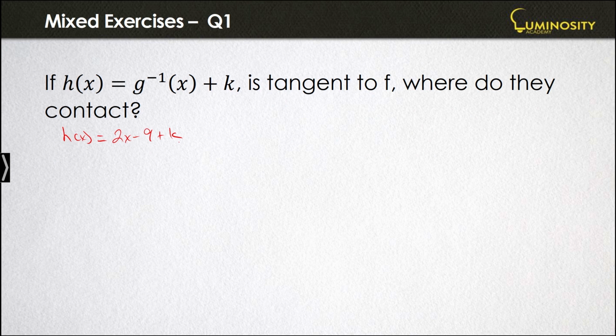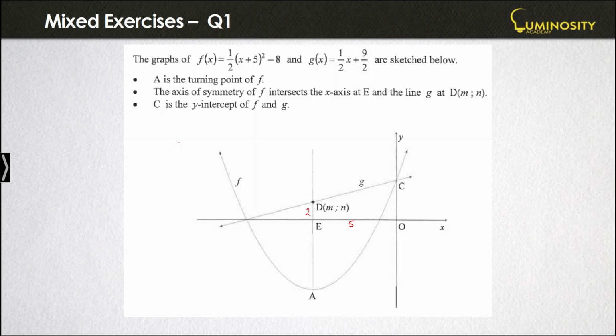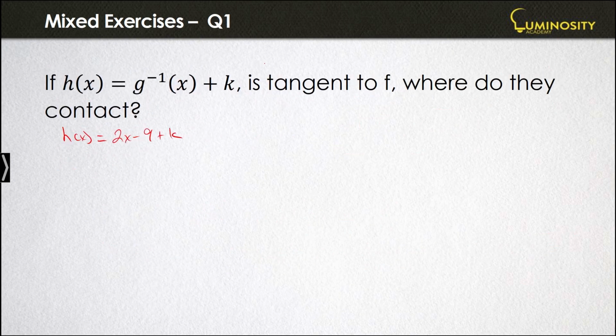Now they're saying that this is tangent to f. If it's tangent to f, then we're first going to need to find out what f is, because it's not in very nice terms. As you can see, it's 1/2 x plus 5 squared minus 8. And then we're going to need to find out what f prime of x is. So let's take a look at that. If f of x is 1/2 x plus 5 squared minus 8, let us simplify this. So this is going to be 1/2 x squared plus 10x plus 25 minus 8.